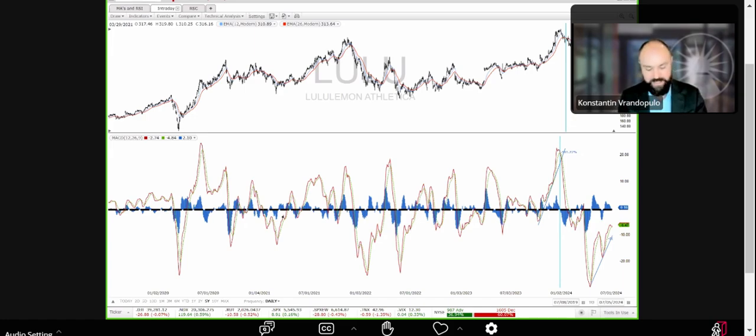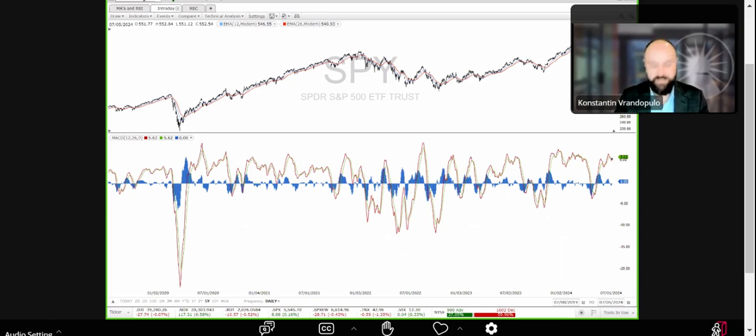If you look at something like the S&P 500, it's going to be substantially less evident.